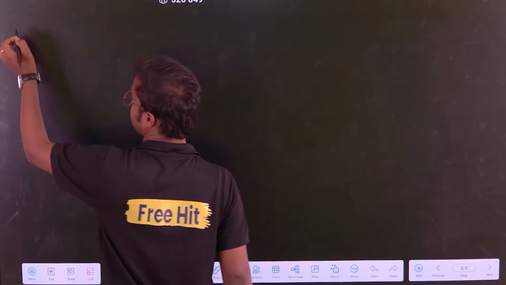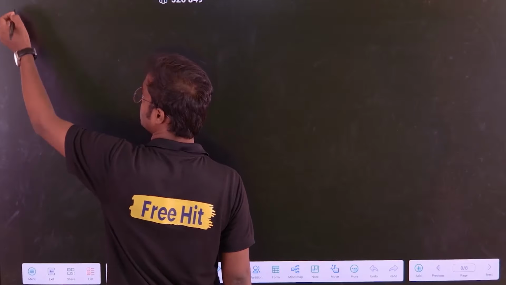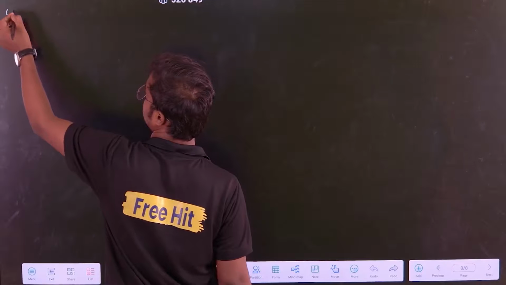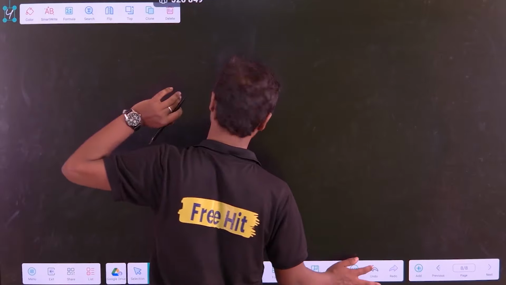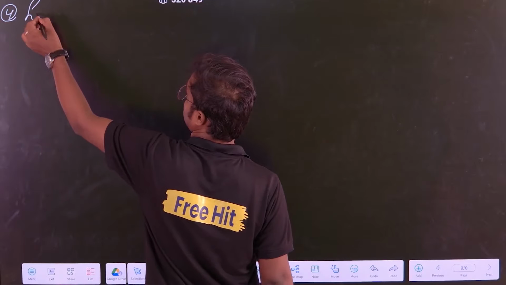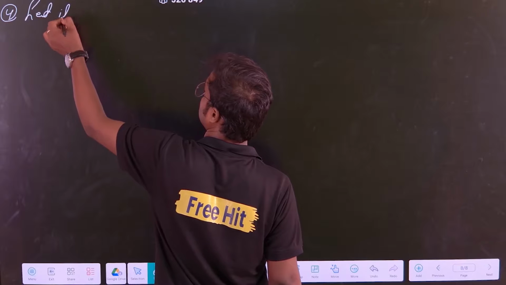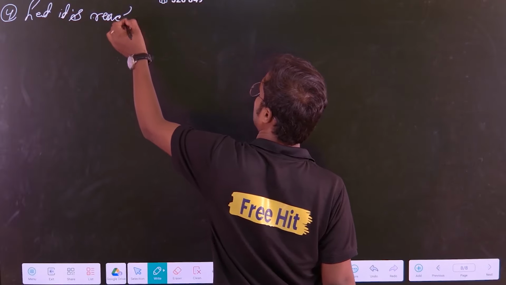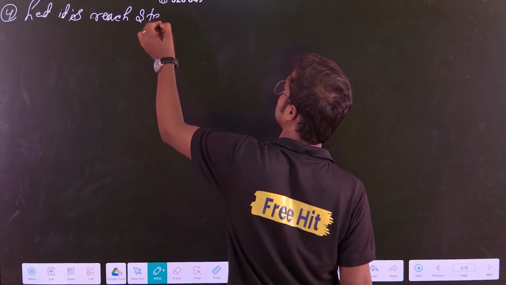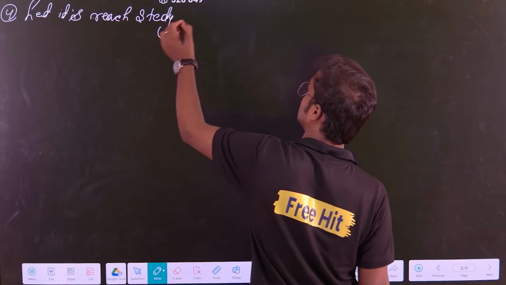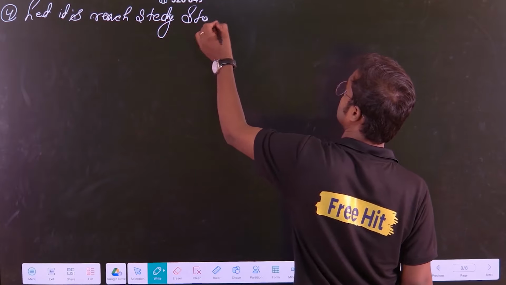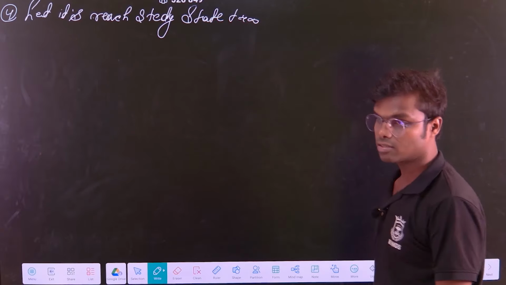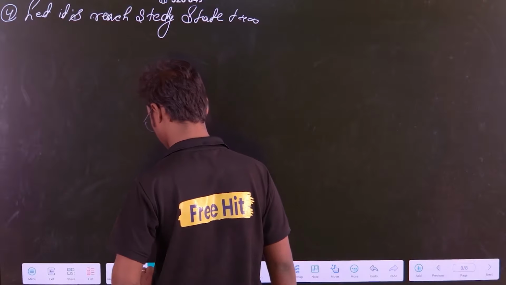Suppose now I'm talking about the last state. Now stage 4. In stage 4, what happened? It reaches a steady state. Steady state means at t equal to infinity. So what is going to happen at t equal to infinity, sir?